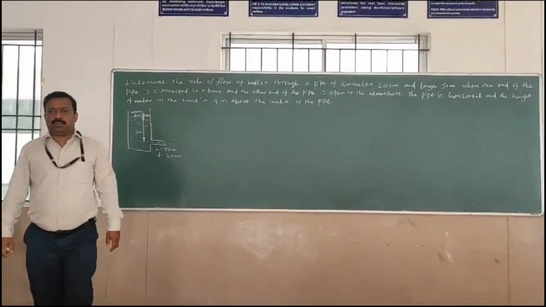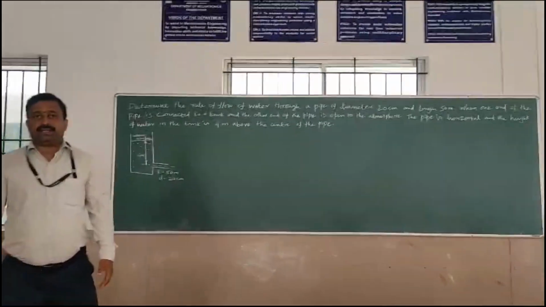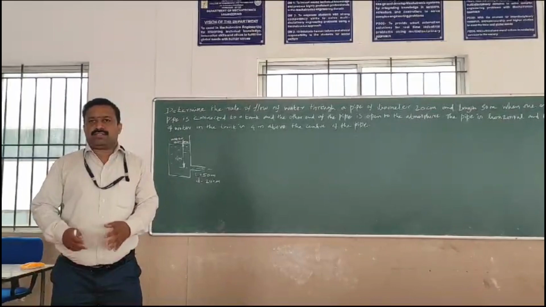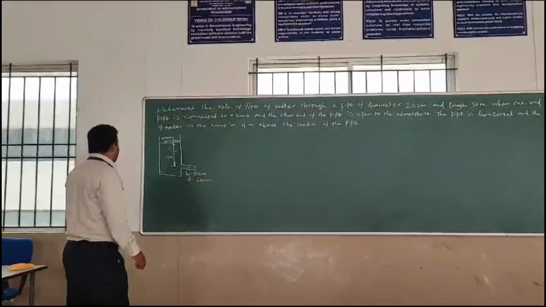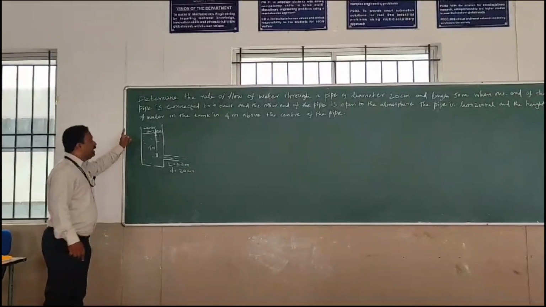Today we are going to solve one problem. We studied flow through pipes. There are two losses, major losses and minor losses. This problem has both major losses and minor losses. So the problem will be: determine the rate of flow.